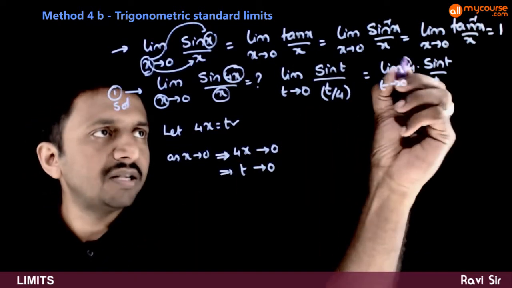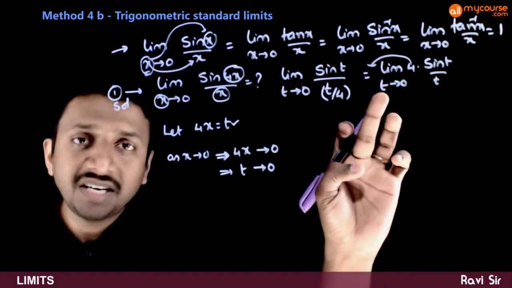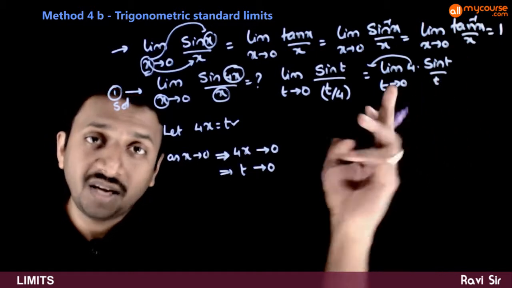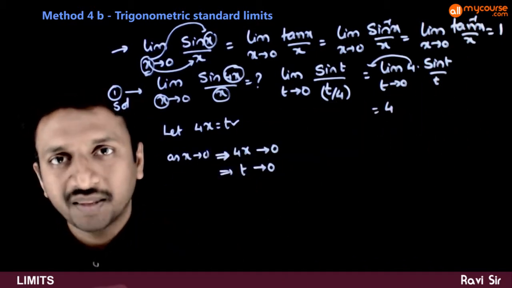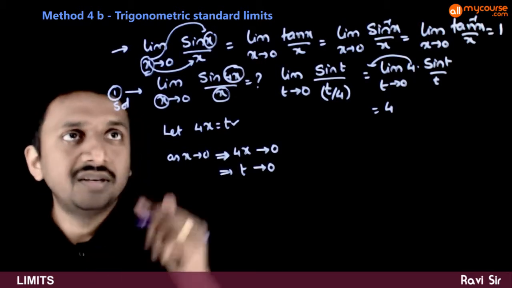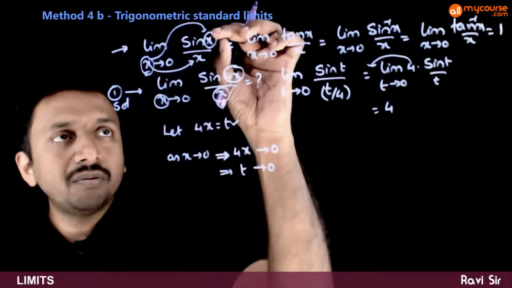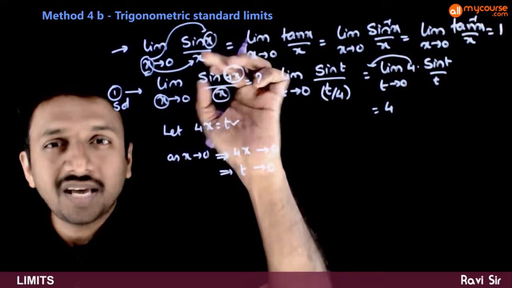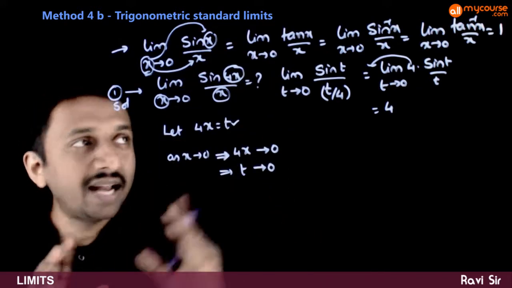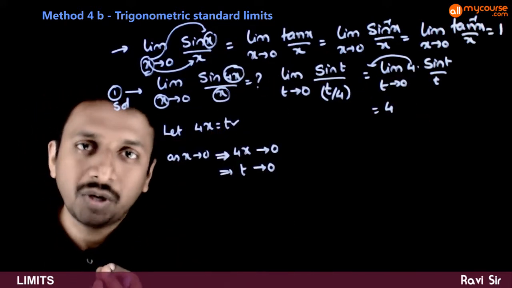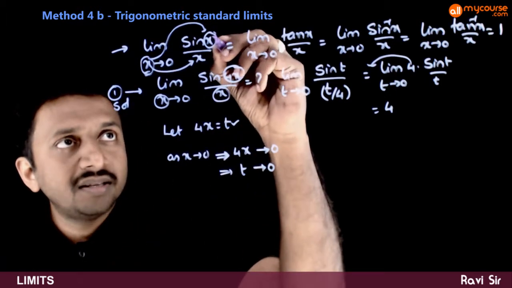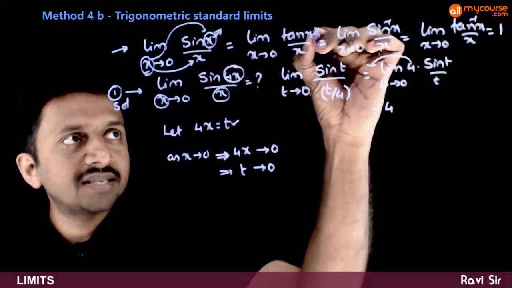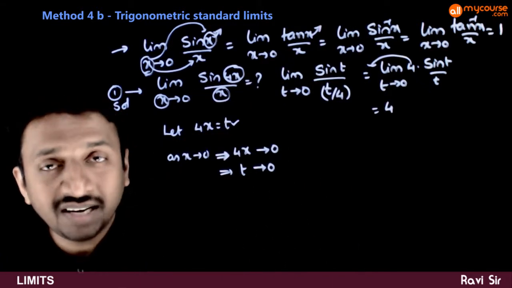So this 4 is a constant, this can come out. And as t tends to 0, sin t by t is equal to 1. Hence, the limit is equal to 4. So you have to be very careful here. If something tends to 0, you have sin of something by the same thing, then the value of limit is equal to 1. And you have also seen that this x has to be taken in the units of radians.